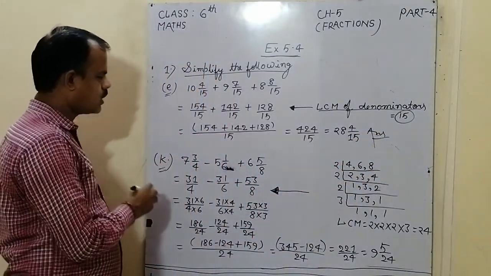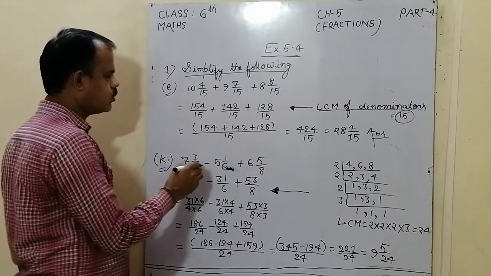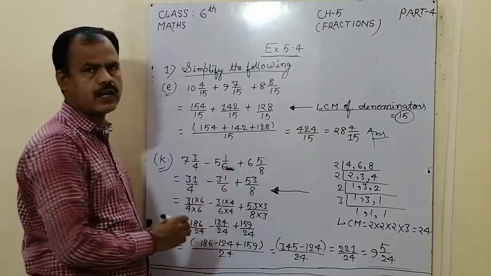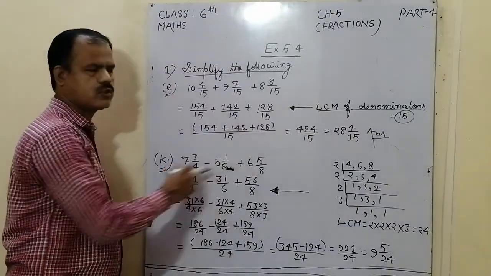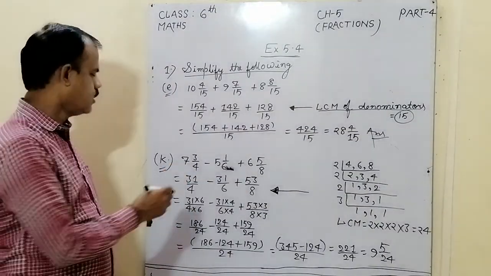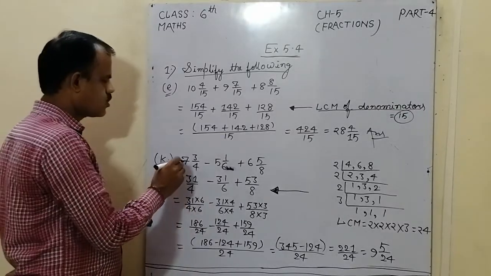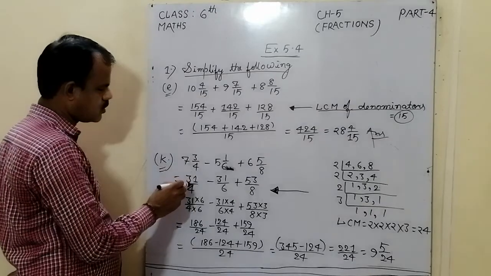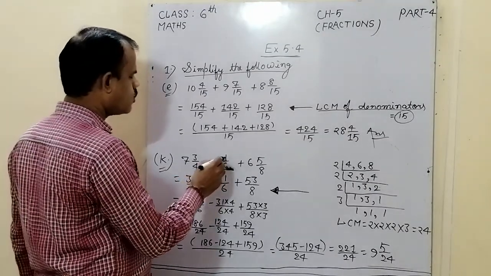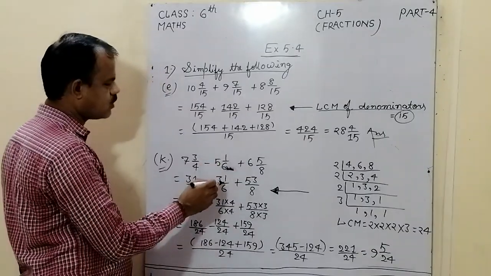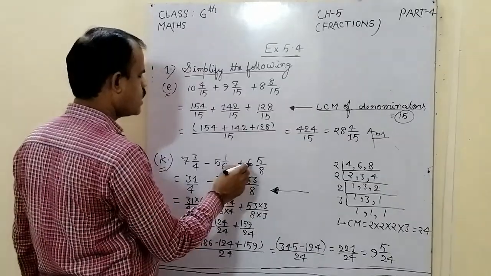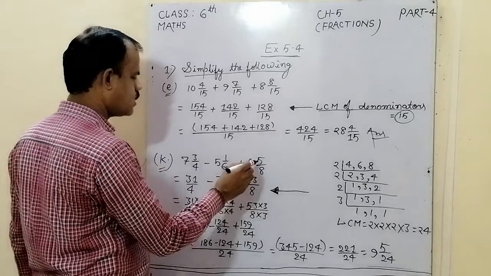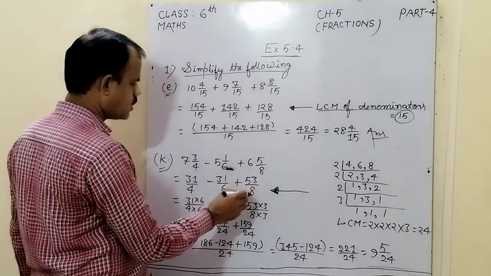See one more part, K part: 7 whole 3 by 4 minus 5 whole 1 by 6 plus 6 whole 5 by 8. First we have to convert all three mixed fractions into improper fractions. So 7 whole 3 by 4 becomes 7 fours are 28, plus 3, 31 by 4. 5 whole 1 by 6: 5 sixes are 30, plus 1, 31 by 6. And 6 whole 5 by 8: 8 sixes are 48, plus 5, 53 by 8.